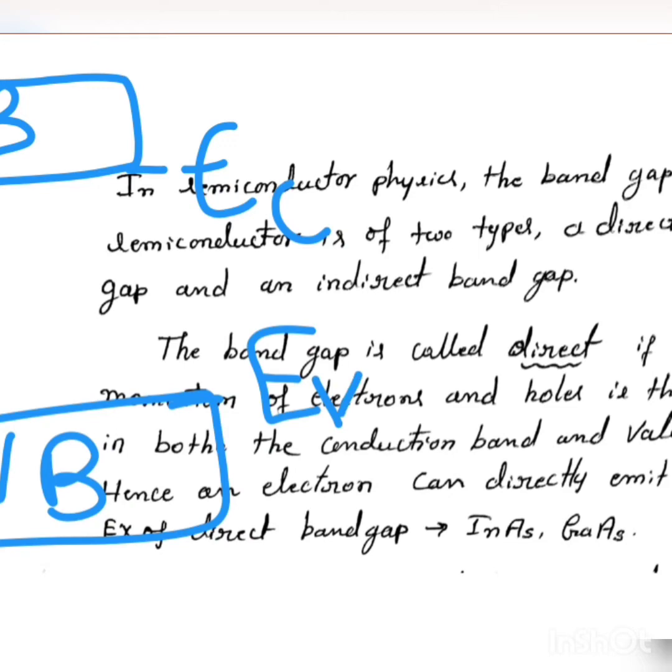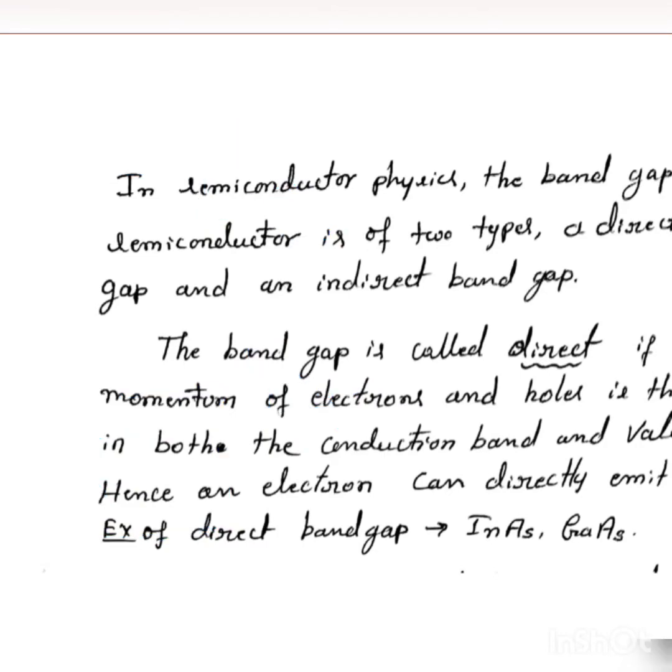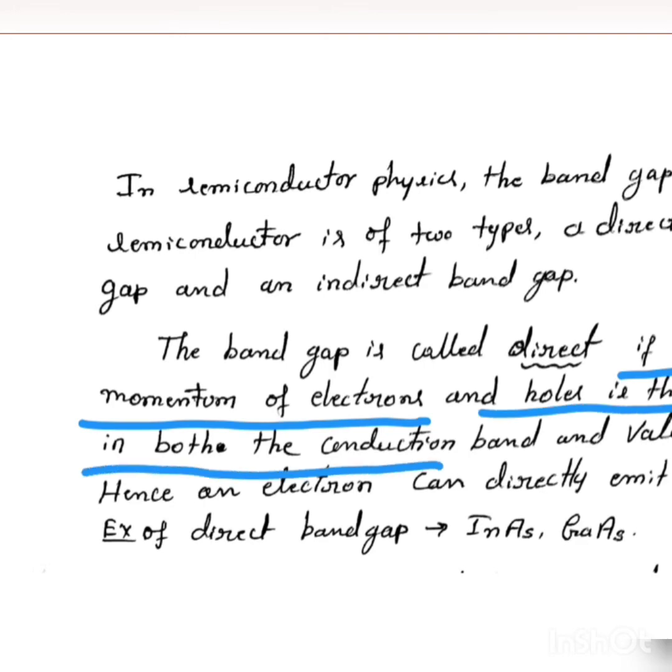So what is a direct band gap? That is, the momentum of electrons and holes present in the conduction band and the valence band is the same. The band gap is direct if the crystal momentum of electrons and holes is the same in both the conduction band and valence band, or if the conduction band minimum and valence band maximum have the same momentum for the electron, then it is a direct band gap semiconductor.